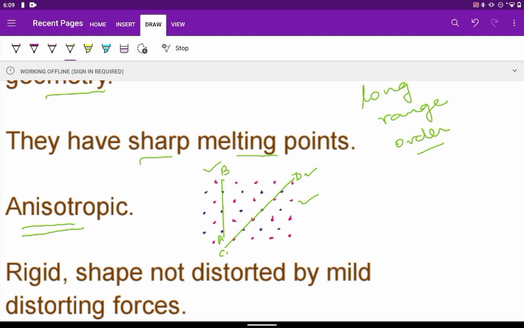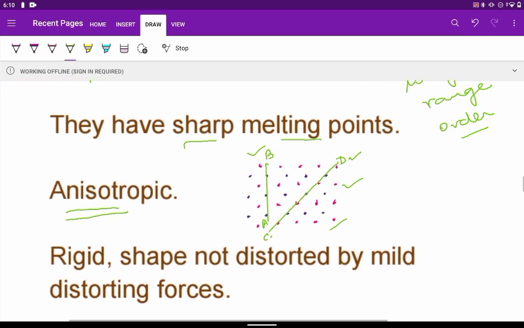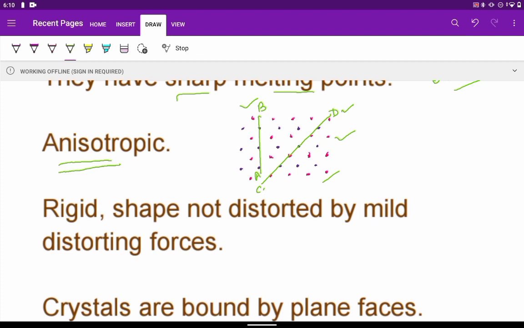And this phenomenon also provides strong evidence for the presence of ordered molecular arrangement in the crystals. So this is all about anisotropy. The crystals are rigid and their shape cannot be distorted by mild distorting forces, because there is an ordered arrangement and that is in the long range, continuously extending over a large distance. We find this orderliness.